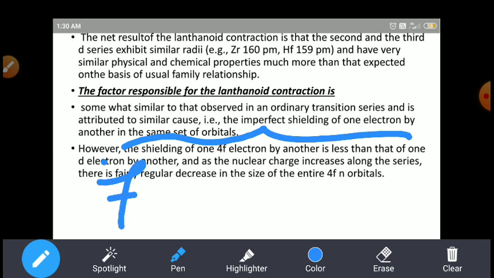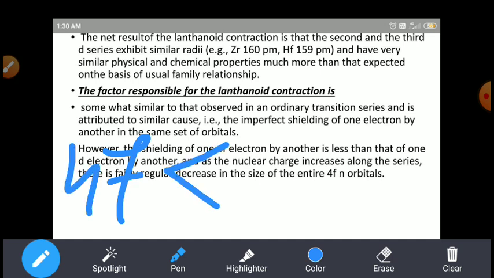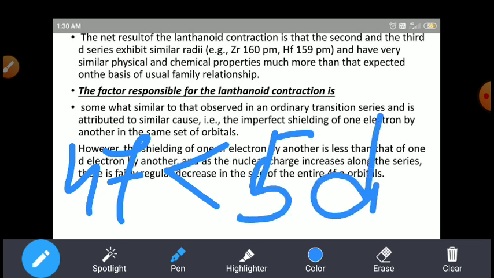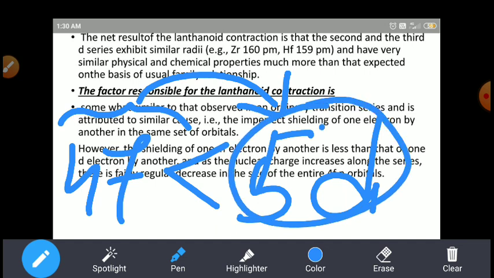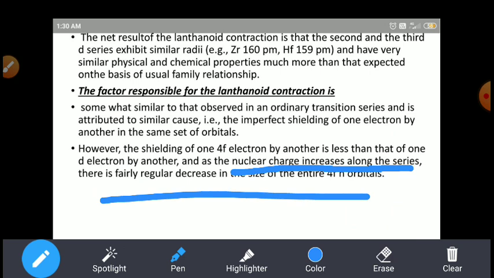Already I told you the 4f orbital causes less repulsion as compared to the 5d electrons. It means the inner 4f orbital causes less repulsion to the 5d electrons. It means the 5d electrons also get more nuclear attraction. So the size gets reduced here. The nuclear charge increases and size gets reduced.